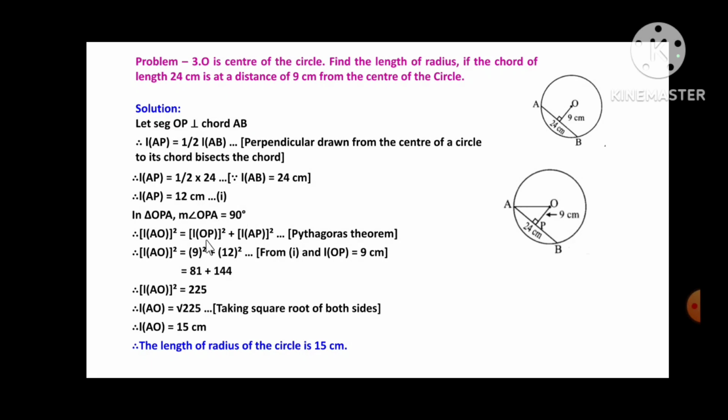Therefore AO square is equal to OP square plus AP square by using Pythagoras. Now we'll put the values. AO square is equal to 9 square plus 12 square, since OP is 9 and AP is 12. So 9 square is 81, 12 square is 144, and the sum of these is 225. So AO square is 225. Taking square root on both sides, we are getting AO as 15. Square root of 225 is 15. So the length of the radius of the circle is 15 centimeter.